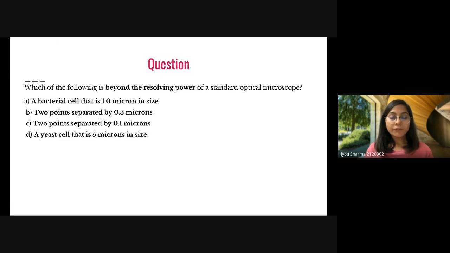Okay, which of the following is beyond the resolving power of a standard optical microscope? The bacterial cell that is 1 micron in size, 2 points separated by 0.3 microns, 2 points separated by 0.1 microns, yeast cell that is 5 micron in size. So we have optical microscope, but optical microscope has some limitation to resolve the distance. So at what distance is the ability of the optical microscope limited?